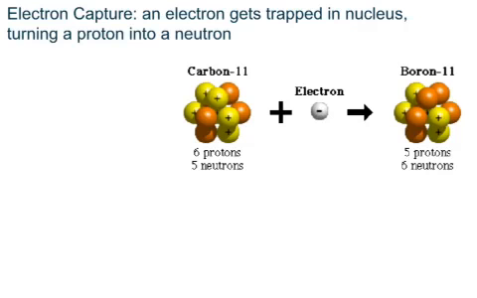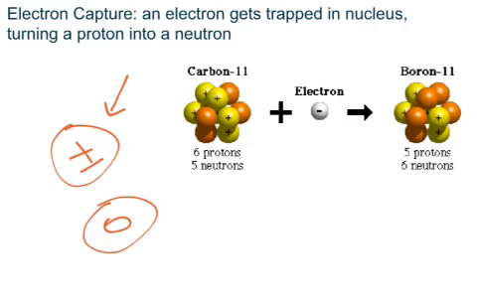The last reaction that we're going to look at is called electron capture. And this is almost more of an accident. An electron that's floating around the nucleus just sometimes gets trapped into the nucleus, and it gets stuck to a proton. So if you take a proton and you accidentally stick a negative on there, now you have something that has a charge of 0. So you're taking a proton and turning it into a neutron.